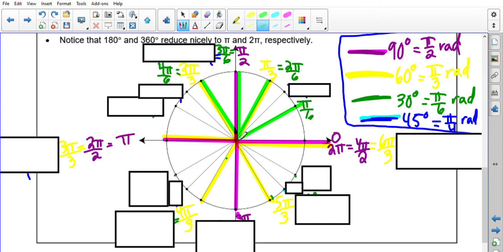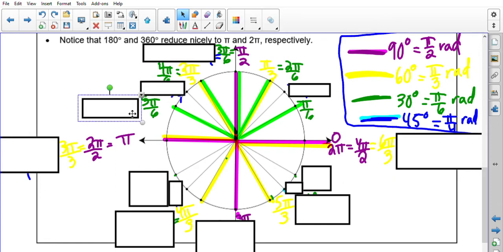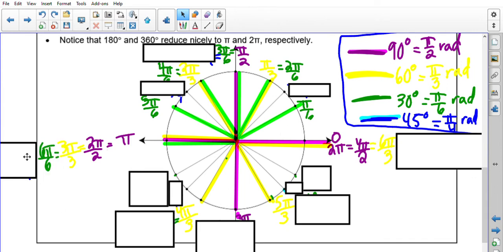All right, our next one is here. 1, 2, 3, 4, 5. That's 5 intervals of 30, so that is 5 pi over 6. Okay, and then we're going to overlap here at the pi mark, and that will be the 6th set of 30. So that's 6 pi over 6, which gives us pi when reduced.